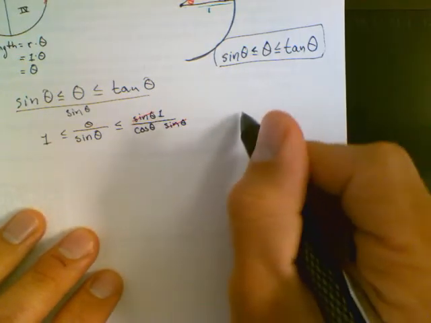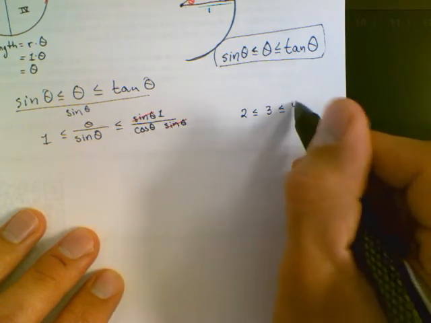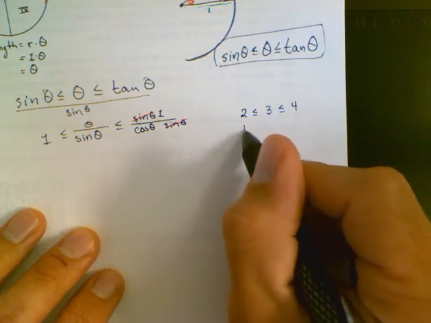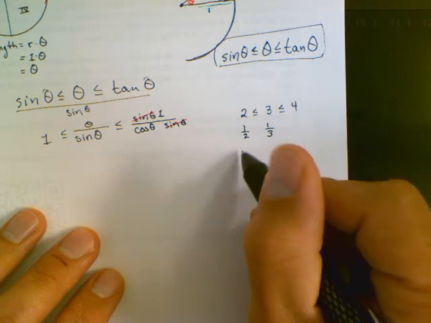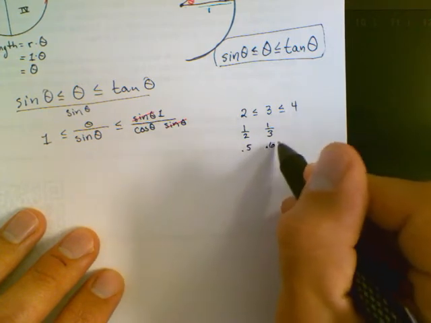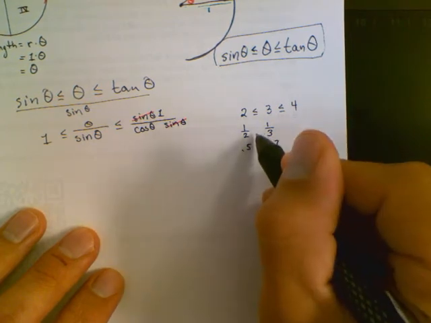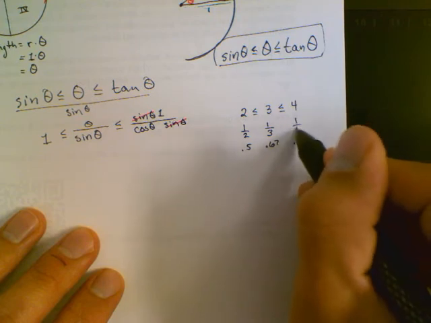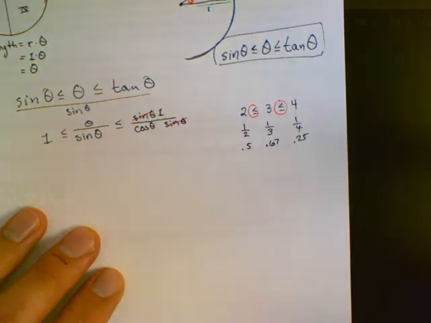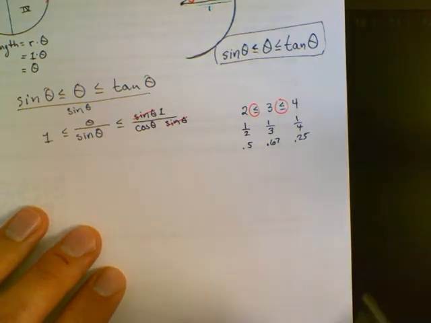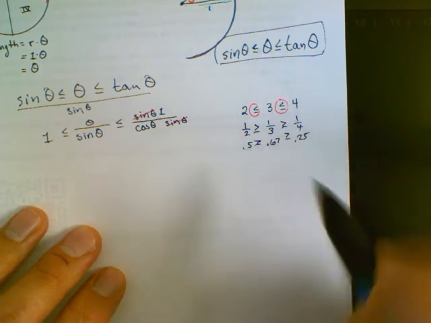So now let's think about numbers. If this was something like 2 is less than or equal to 3 is less than or equal to 4, and then I flipped everything, this would not be true. 1/2 is not less than 1/3. 1/2, remember, is 0.5. This is 0.67, let's call it, and this 1/4 would be 0.25. So it would not be true to write it with the same inequality symbols. So I'd actually have to flip those inequalities, and that keeps this true. Okay? So let's go do that.